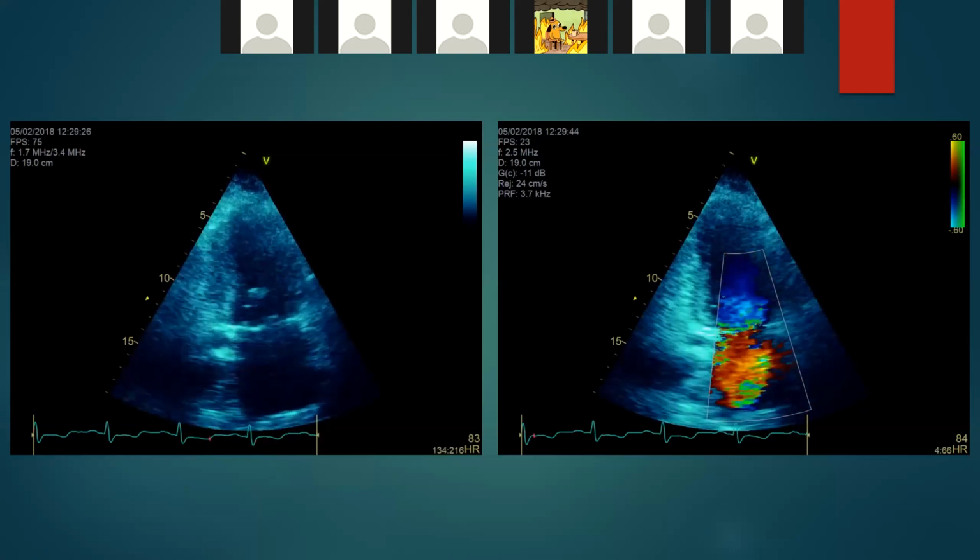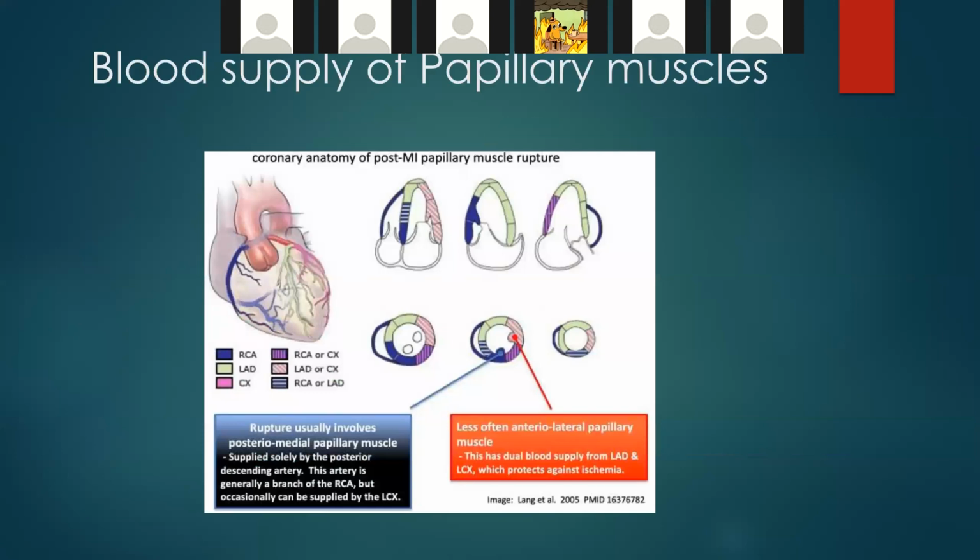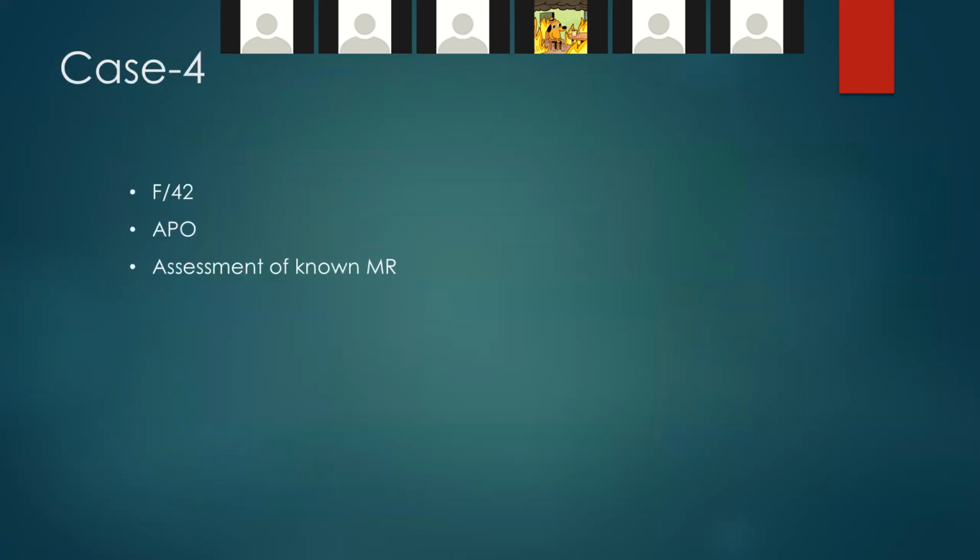Perfect. Well, thank you. Very nicely done. Just this comment which you already mentioned about the blood supply of the pap muscles: the anterolateral has dual blood supply, from LAD and left circumflex, whereas the posteromedial is supplied by the posterior descending artery, which is most of the time a branch of the RCA, but could be from the left circumflex. So it has single blood supply, so that's why it's more prone to rupture as compared to anterolateral in terms of non-STEMI or STEMI or ischemia. So pretty good. And this is my last case.